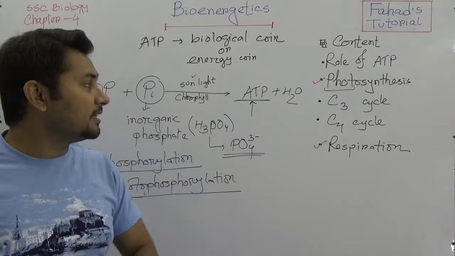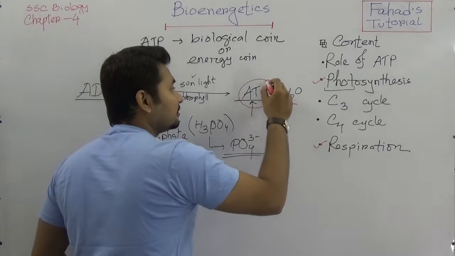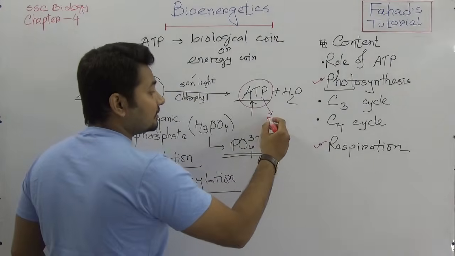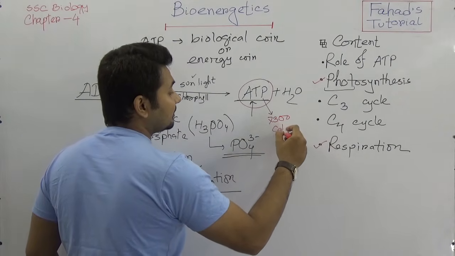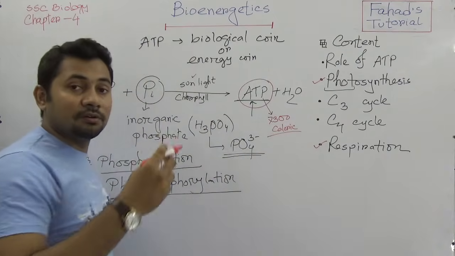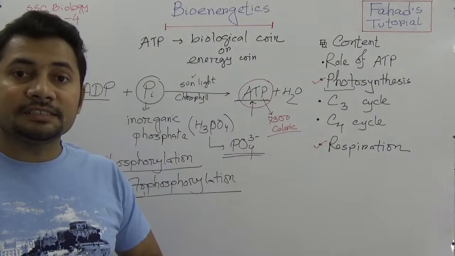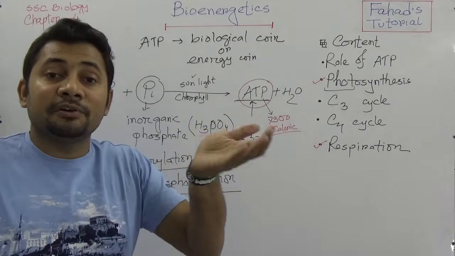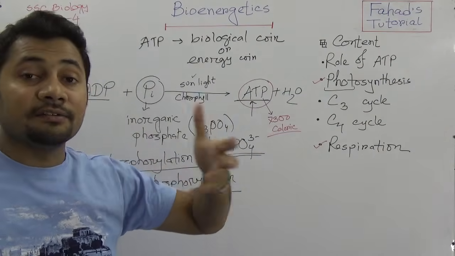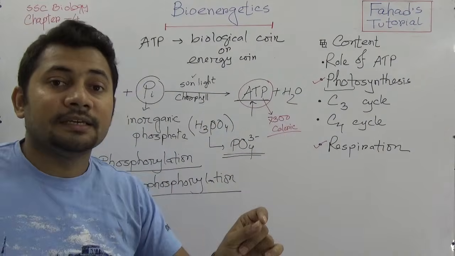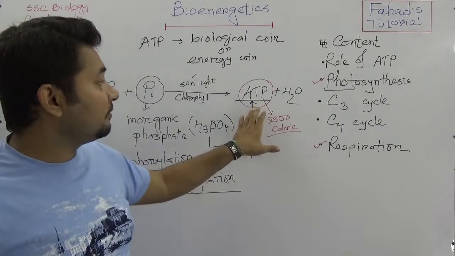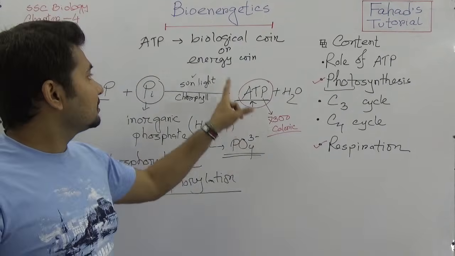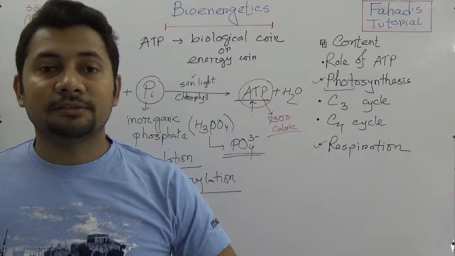And a very important thing is the third phosphate bond. The third bond is attached with this molecule, and here 7,300 calories of energy is stored. So this amount of energy is stored in ATP, and when required, ATP can break down and produce ADP and inorganic phosphate and release the energy. That is why, as energy is stored in the form of ATP and can be reused when required, ATP is called the biological coin or energy coin.